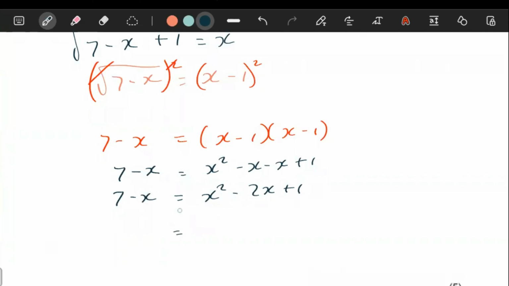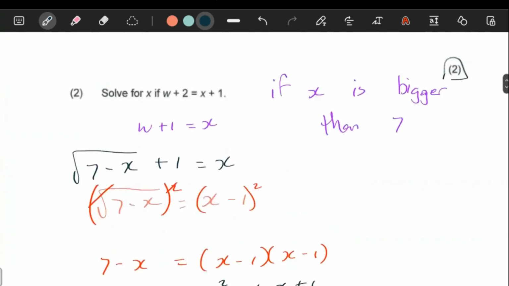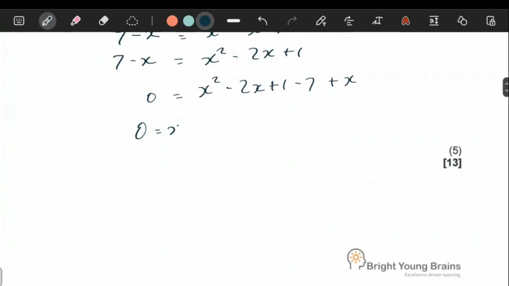And then everything on one side: x squared minus 2x plus 1, 7 on the other side also, x on the other side also. Then you have here x squared, this and this gives you a negative x. 1 minus 7 gives a negative 6. Fortunately, it looks like you can factorize, because the factors of 6 are 1, 3 and 2. To get minus 1, you have to say minus 3 plus 2.